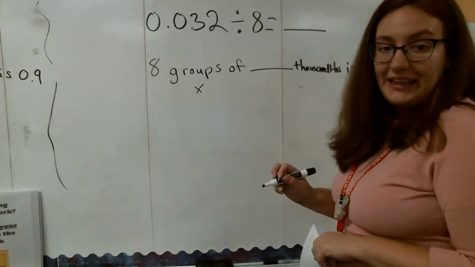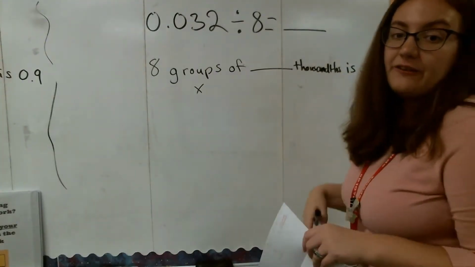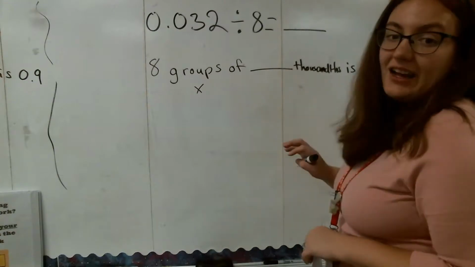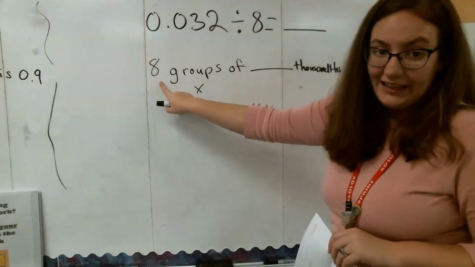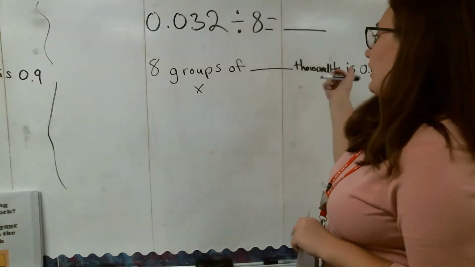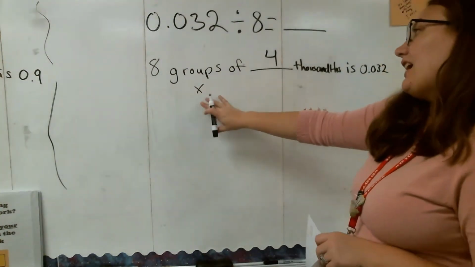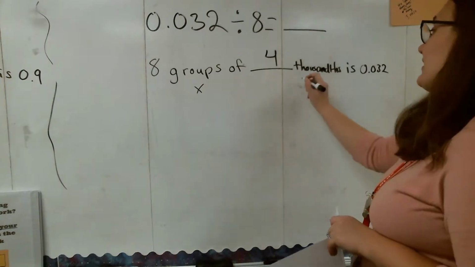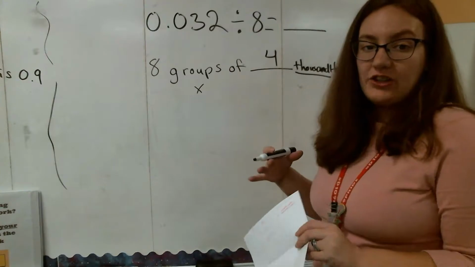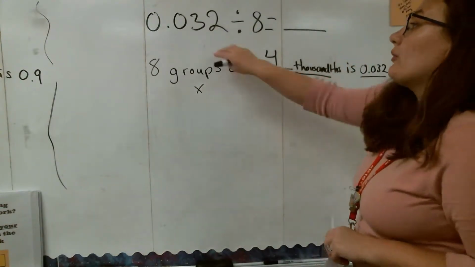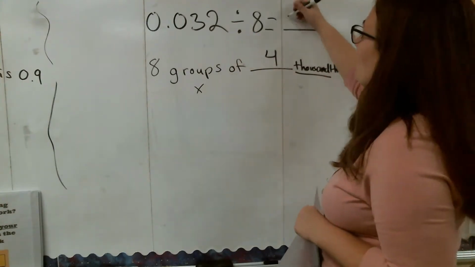And now what I just need to think about is 8 times what is 32. And then I'll fill in the blanks and get my units on there. So 8 times what is 32? Well, I know that 8 times 4 is 32. But most importantly, 8 times 4 thousandths is 32 thousandths. So remember, our place values are changing, but the digits look the same. So we have 32 thousandths divided by 8 equals 4 thousandths.